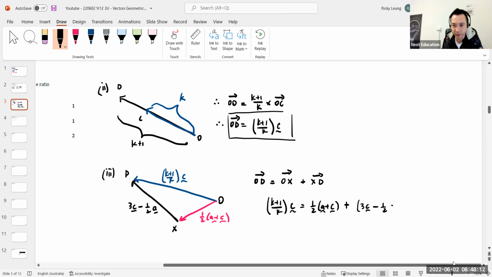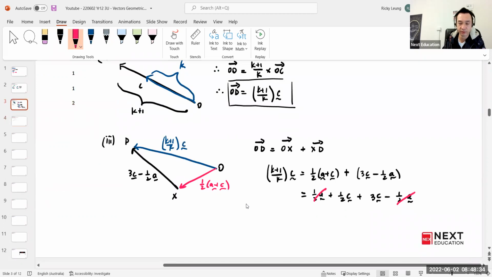Yeah, it's always good to know where you're going, all right? Look at this. When you expand this, so ignore the right-hand side or left-hand side for now. Expand the right. Half A plus half C plus 3C minus half A. Yes. And then this guy goes away. And then you have, therefore, what do I have here?